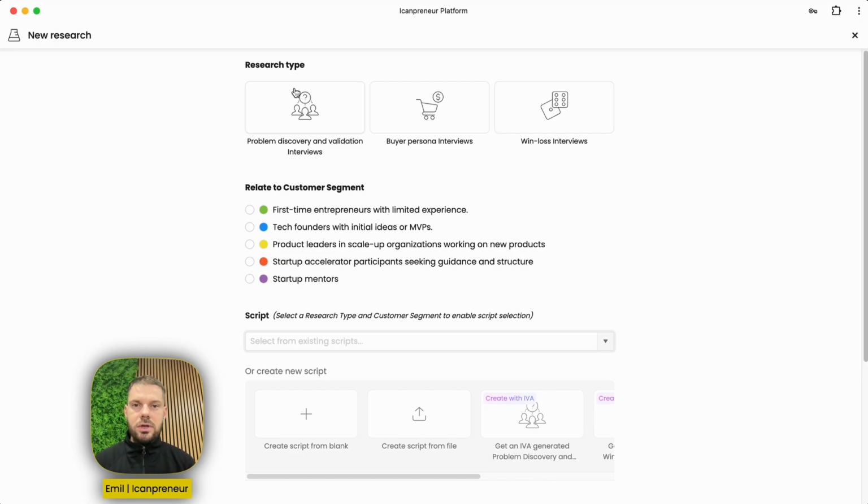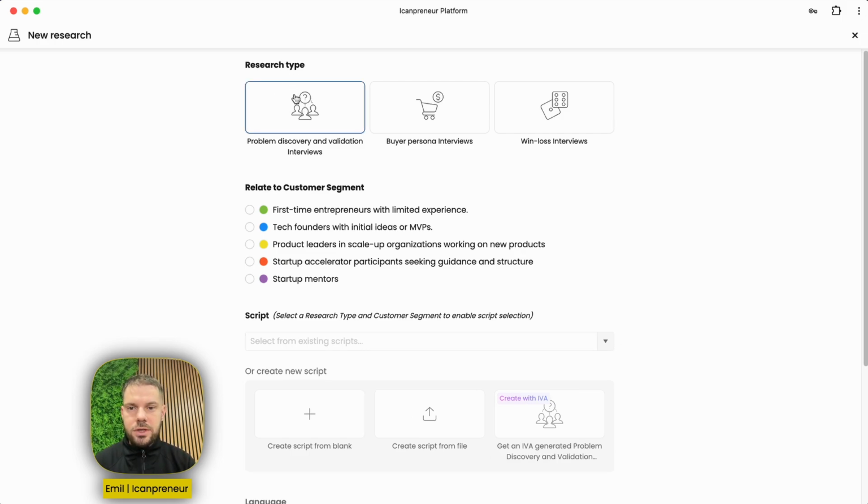So starting a new customer research is really easy. You first pick the research type based on the goals that you want to achieve at this point. For the purpose of the demo, I'm going to create a problem discovery and validation interview. And then I need to pick a customer segment that will participate in that customer research. Let's say we want to learn more about first-time entrepreneurs with limited experience.